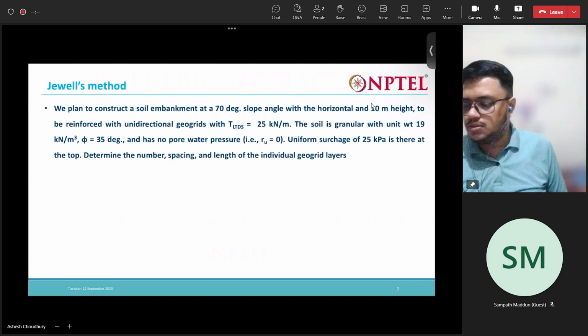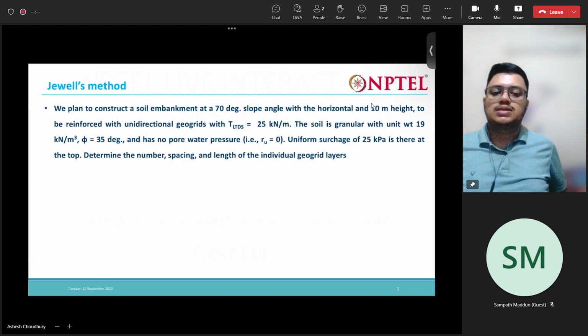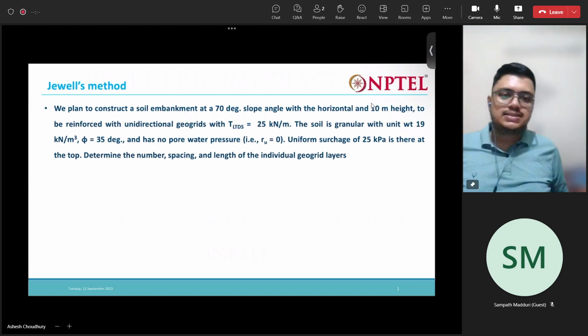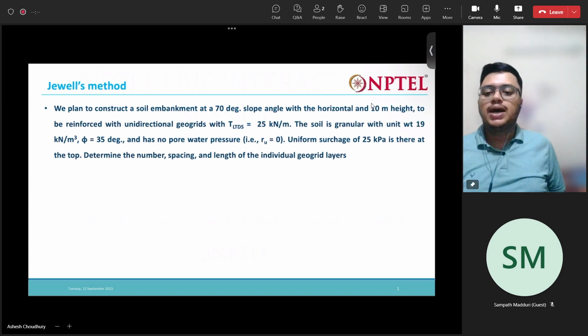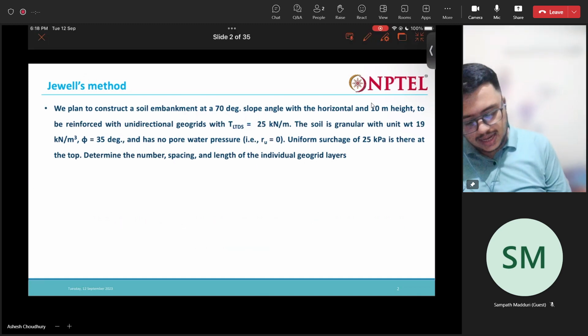If you can remember whatever was discussed in the previous class, the first thing that we do: here we have a surcharge acting, so we will be determining the equivalent height first. So let us see that.